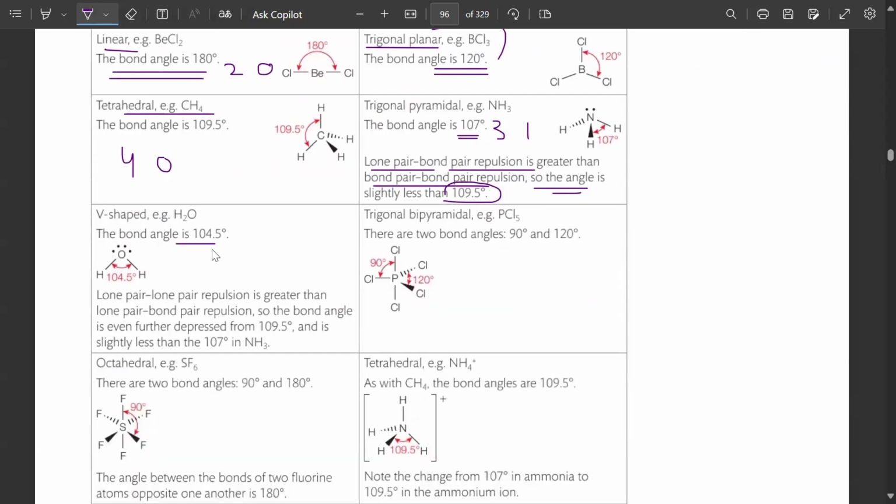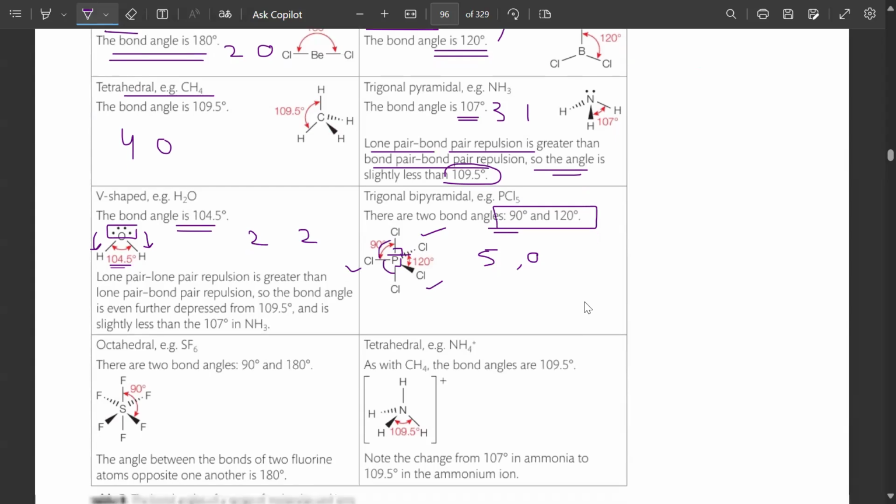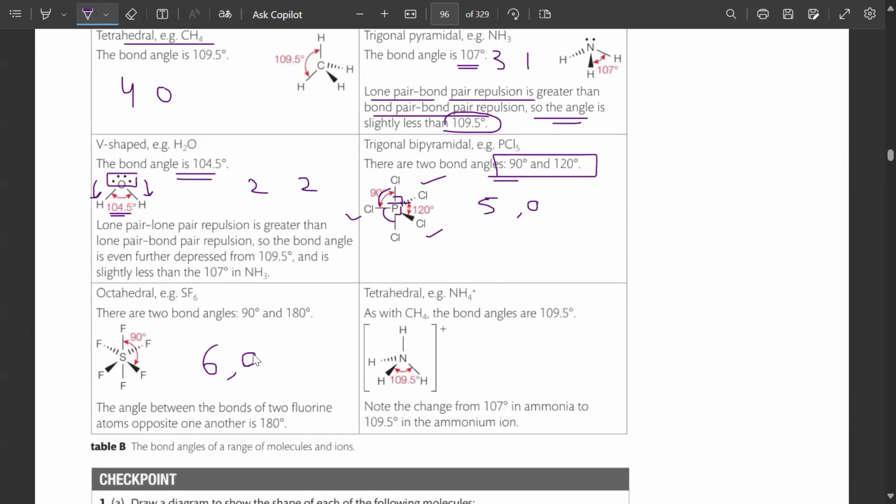Then water. Now there are two lone pairs, even much greater repulsion. Now these hydrogens would be moving more away from each other, so they are decreasing the angle. You get 104.5. This was two bond pairs, two lone pairs. Trigonal bipyramidal, five bond pairs, zero lone pairs. In such a combination, there can be two types of angles. The uppermost and the lowermost chlorine are going to be 90 degrees, while the rest of the chlorines, these three, are going to be 120 degrees. Got it? Octahedral is six bond pairs, zero lone pairs. That is going to be 90 and 180. Five bond pairs, zero lone pairs was trigonal bipyramidal, which was 90 and 120.